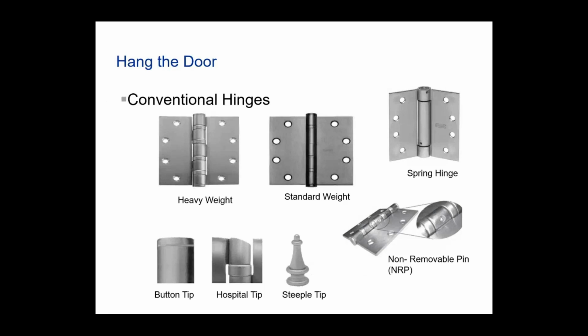Here's some examples of some conventional hinges. We'll have heavyweight, which is going to be 0.180 thickness, or 3/16 of an inch. You'll have standard weight hinges, which will vary from a little under 1/8 of an inch to 1/8 of an inch thick. And then you'll have spring hinges. Spring hinges are going to be a very cool situation where you can control a door and also use your pivot point at the hinge, and you won't have to go with a closer or anything like that in the future.